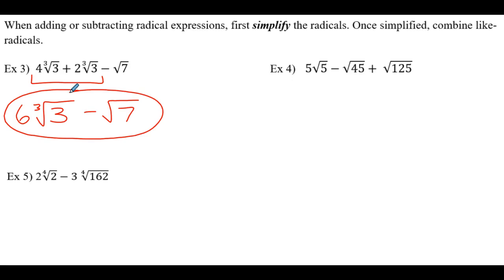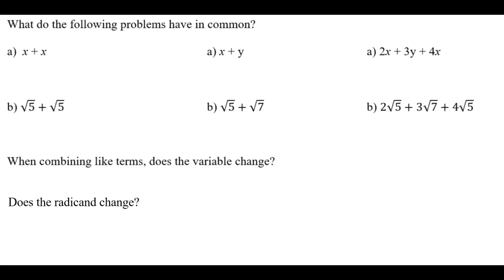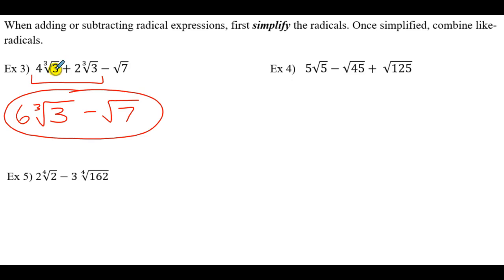Okay, now example 4. What's different about example 4 than what we've done so far? What do you notice about this number and this number? They're prime. What about 5 and 7? Prime. Everything we've done so far was prime. 3 and 7 are prime. 5 is prime, but 45 is not. So that's what I'm saying up top. You have to simplify first.